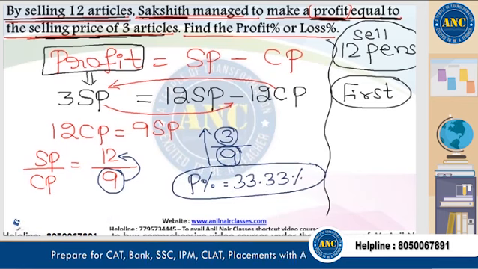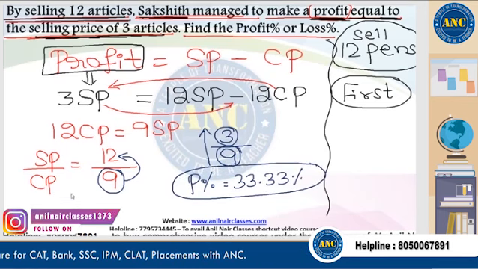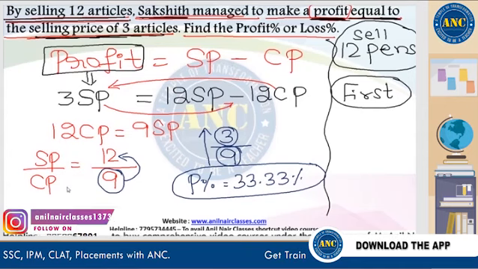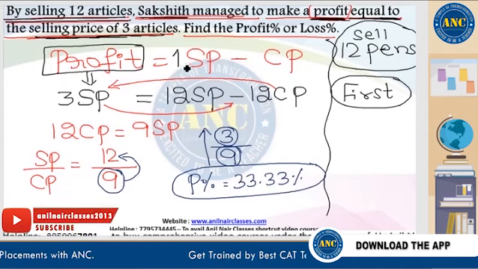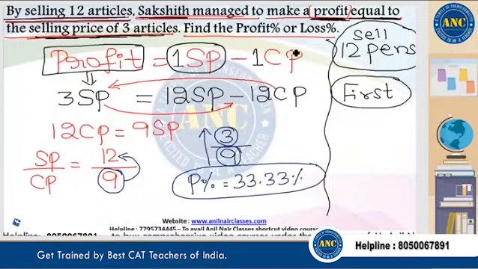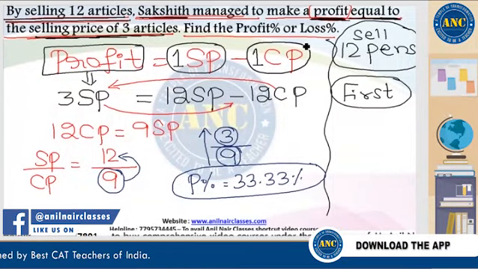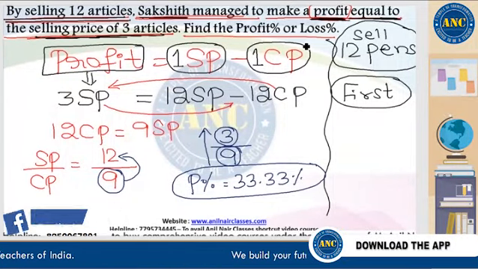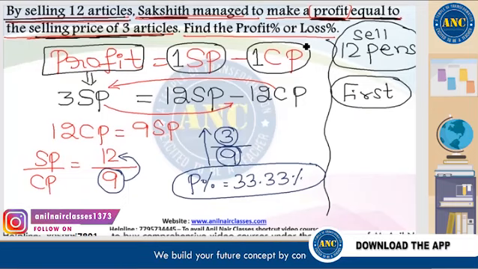33.33%. If you are a little smart, what is the meaning of SP minus CP? SP minus CP is nothing but 1 SP minus 1 CP. By selling one article, I should have purchased that one article before. That is the meaning of the profit definition. I believe that the idea is very, very clear for you people.